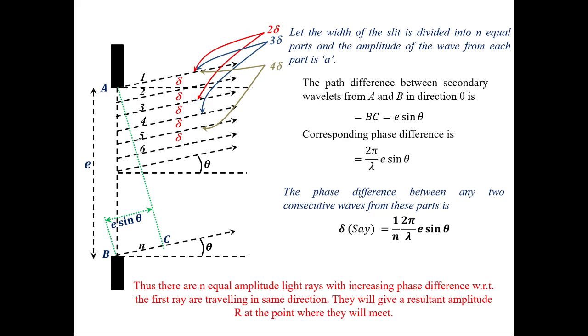So there are n equal amplitude light rays with increasing phase difference with respect to the first, and they are traveling in the same direction. They will give a resultant amplitude R at the point where they meet. The problem is reduced to finding the resultant of n equal magnitude vectors with phase difference between consecutive vectors equal to delta, where delta is given by 2 pi e sin theta divided by n lambda. To find this resultant, we use the polygon method of vector addition.